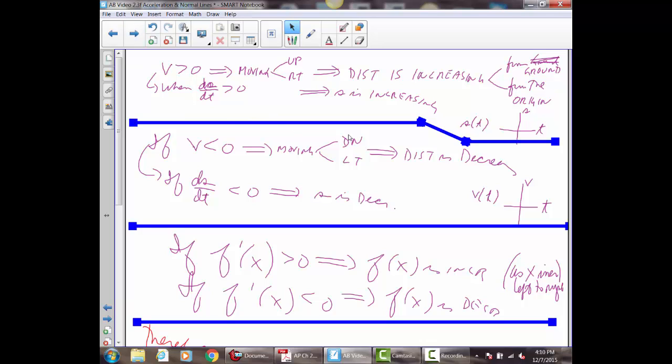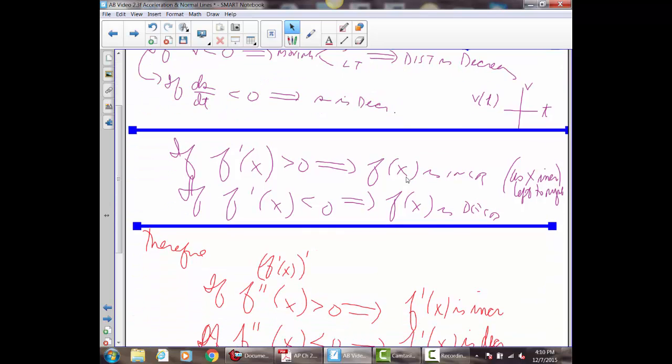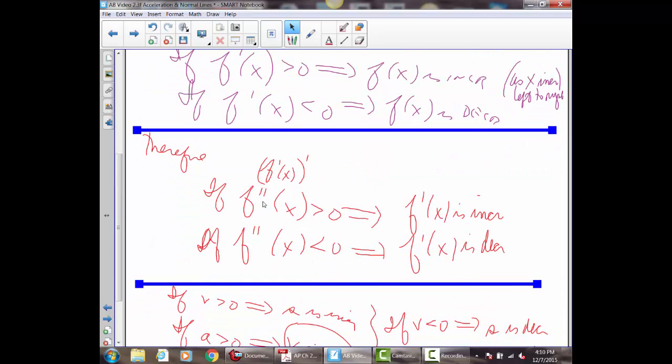Okay, so velocity positive implies the object's moving up or right, and therefore the distance is increasing from the ground or from the origin, and that happens when the derivative of the position function, which is the velocity, is positive. When the derivative of the position function, called the velocity, is negative, we already talked about this, that means the object is moving down or to the left, that means the distance is decreasing. We already talked about this as well.